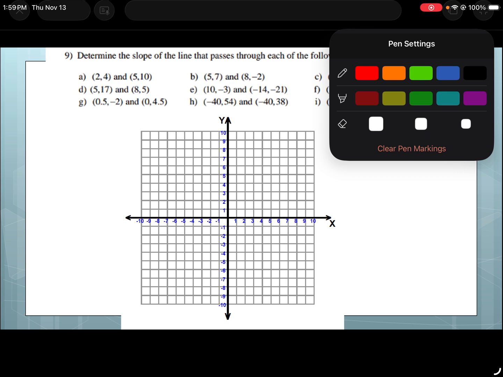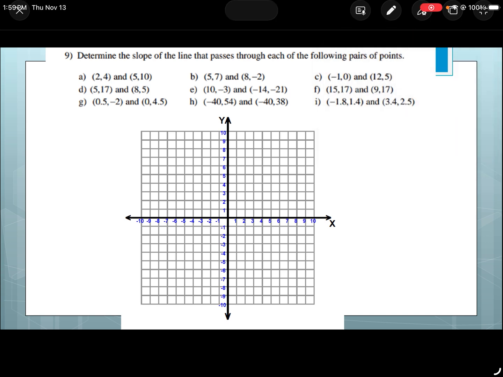Here we go. So if we had to go at this, what you do is you just plot the coordinates like normal. So let's say (2, 4) and (5, 10). So (2, 4) is here, and then (5, 10) is here. And it says, determine the slope of the line that passes through each of the following pairs. So all we need then is a line that goes through these two. And it doesn't actually matter if it's that straight, because we really just need the triangle.